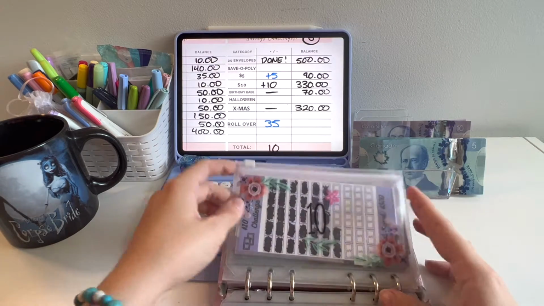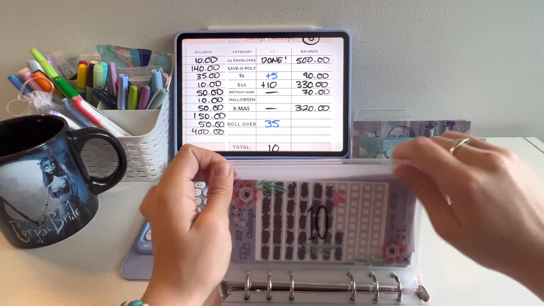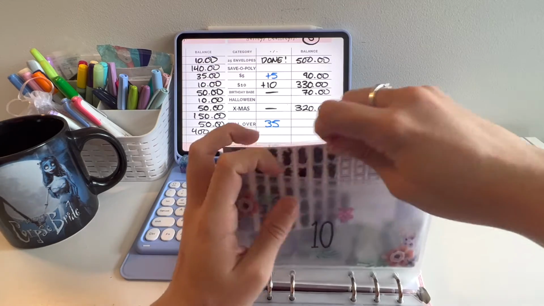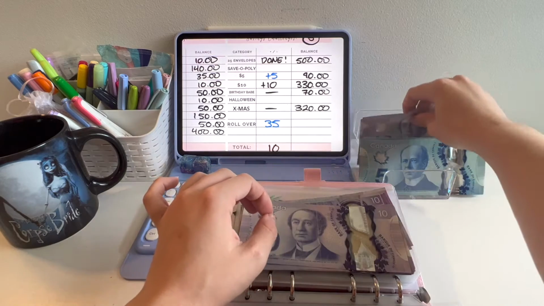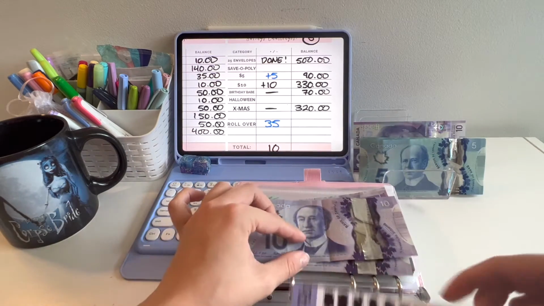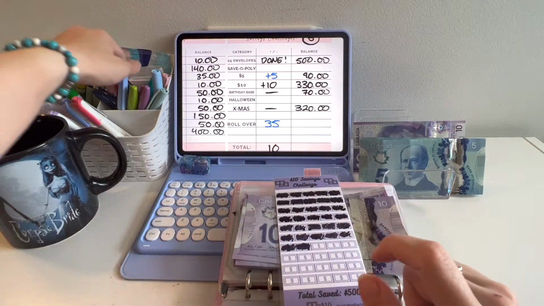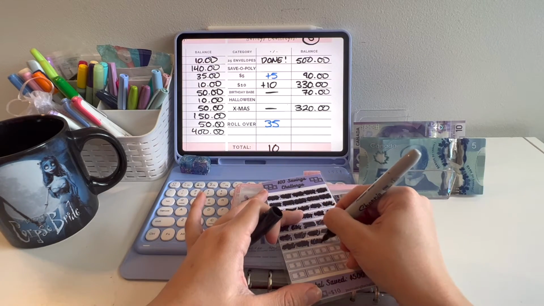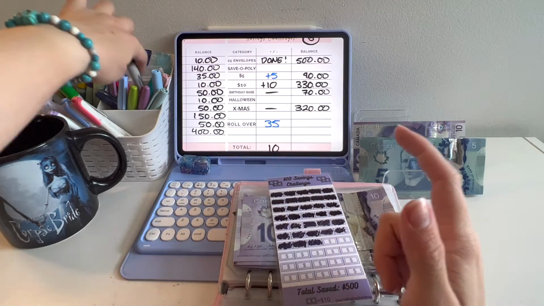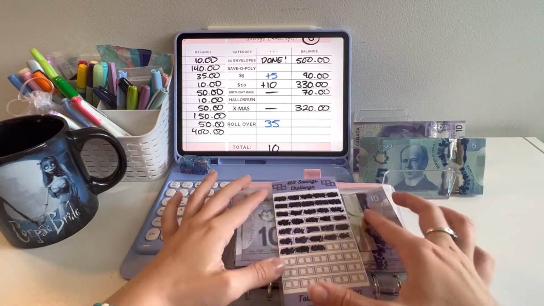Next is my $10 savings challenge. And this one is, you guessed it, getting $10. So I'm going to put this 10 in here. And I get to color in one more on my little tracker. All of these I have made myself except for Saveopoly.